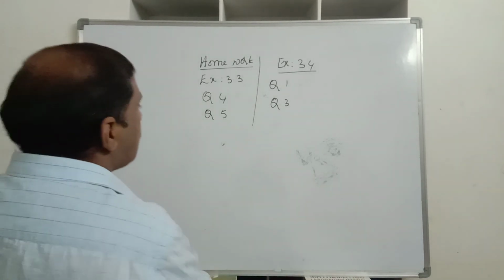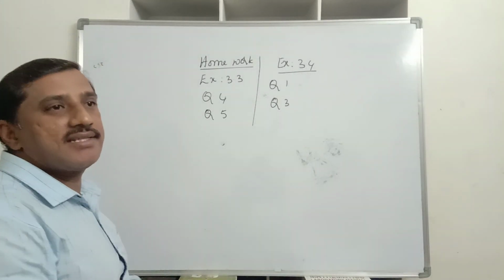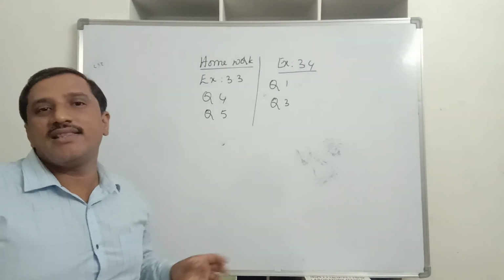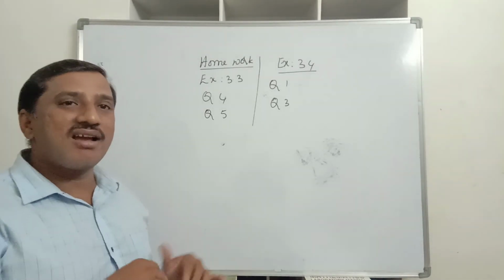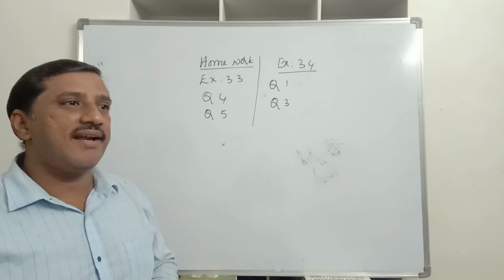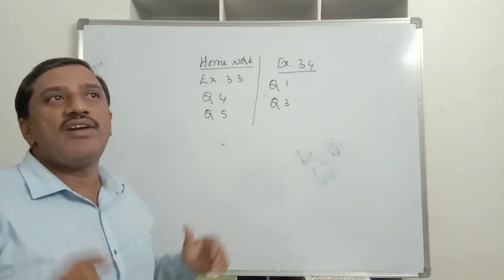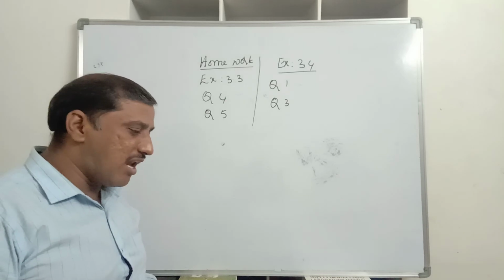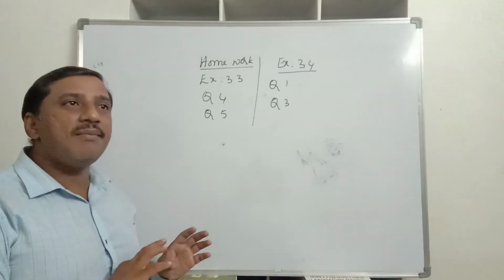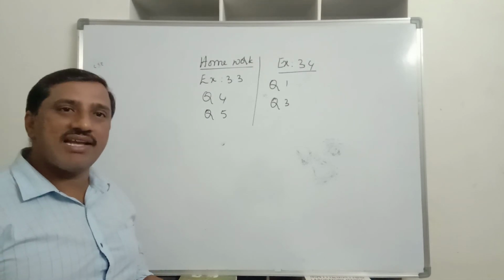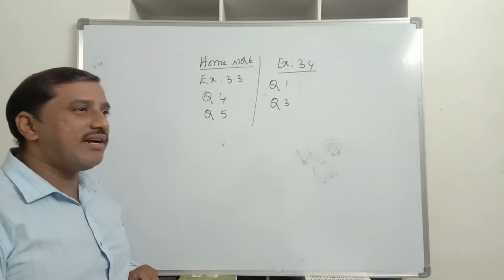With this, the whole chapter, data handling, is completed. What we studied in this chapter: the first topic was collecting data, organizing the data, and recording the data. After that, we discussed representative values, that is measures of central tendency like the arithmetic mean, also known as average, mode and median.